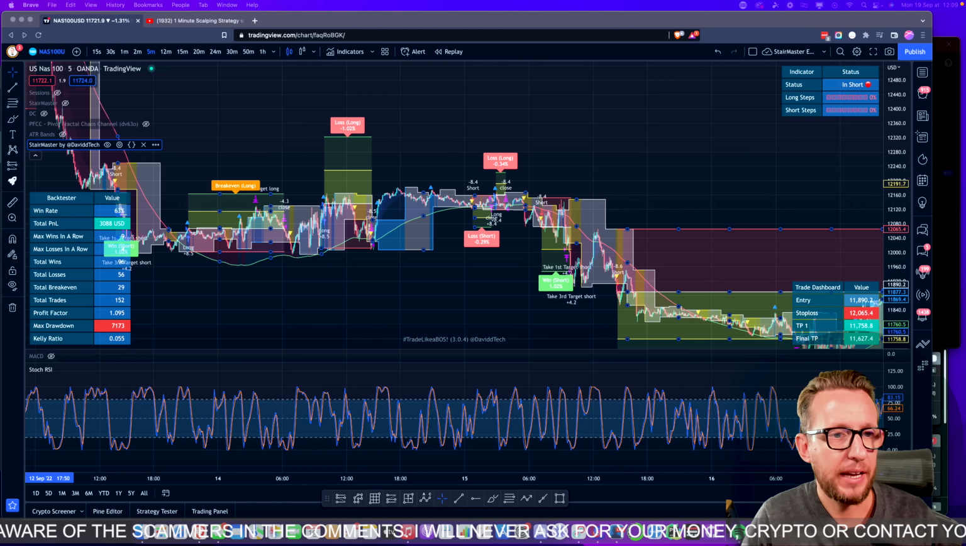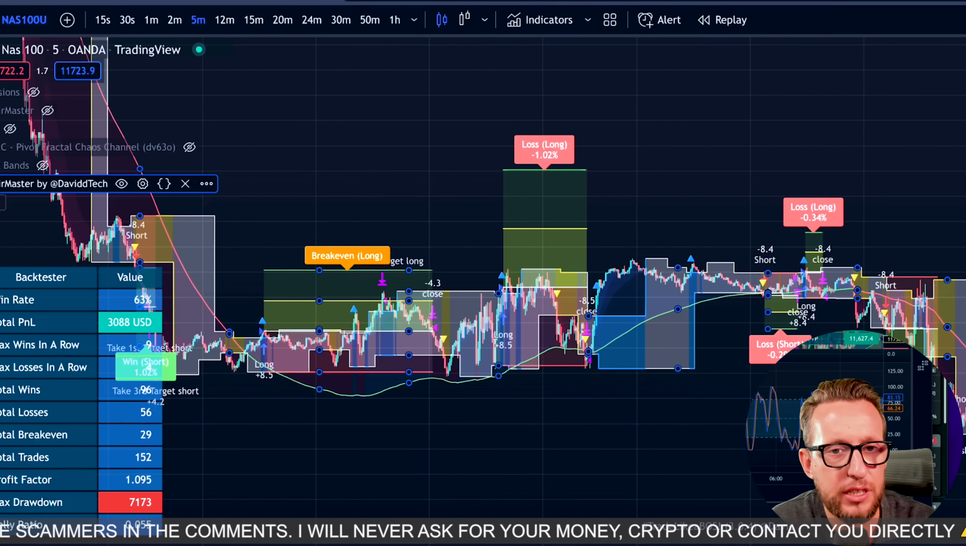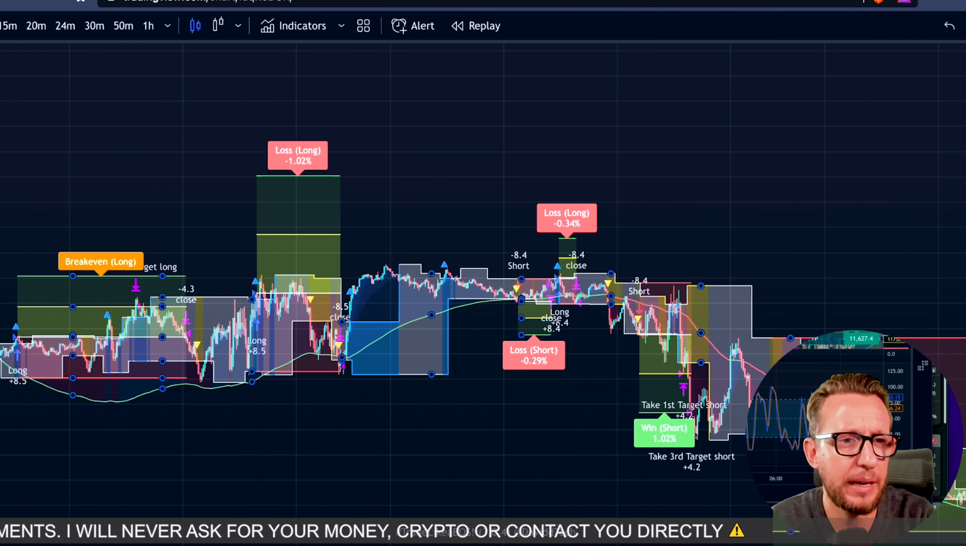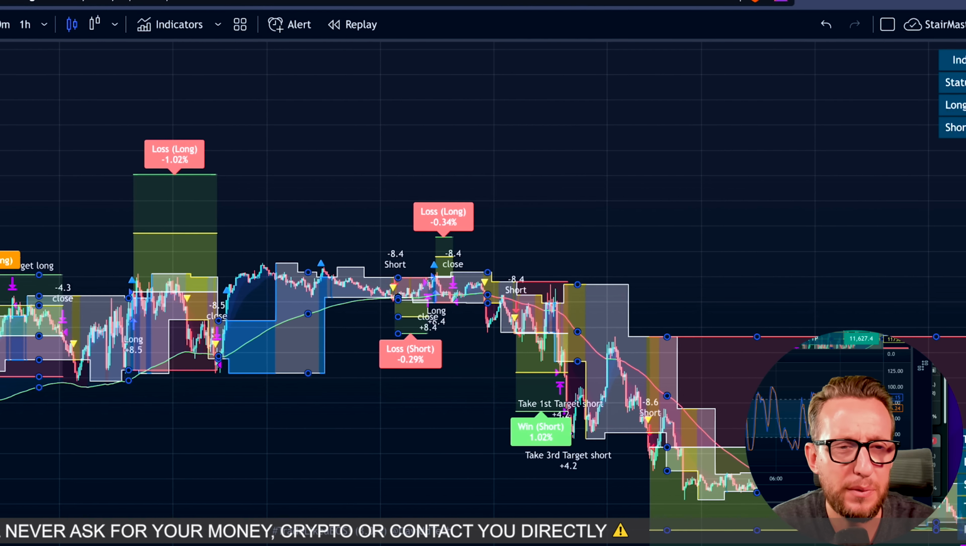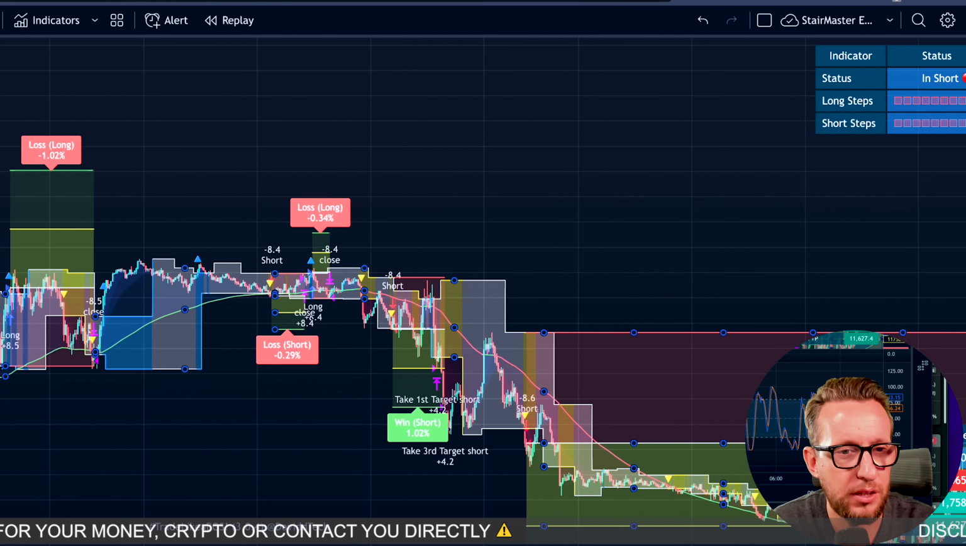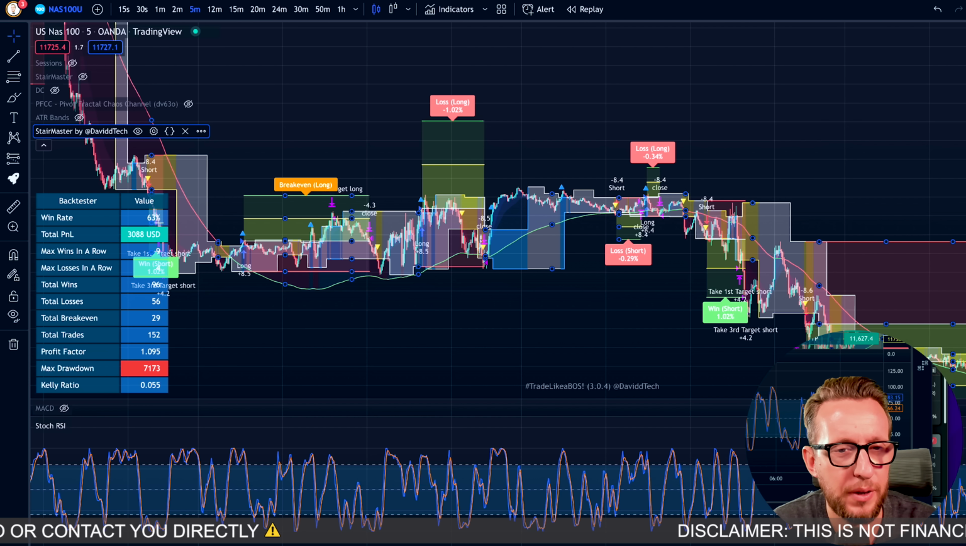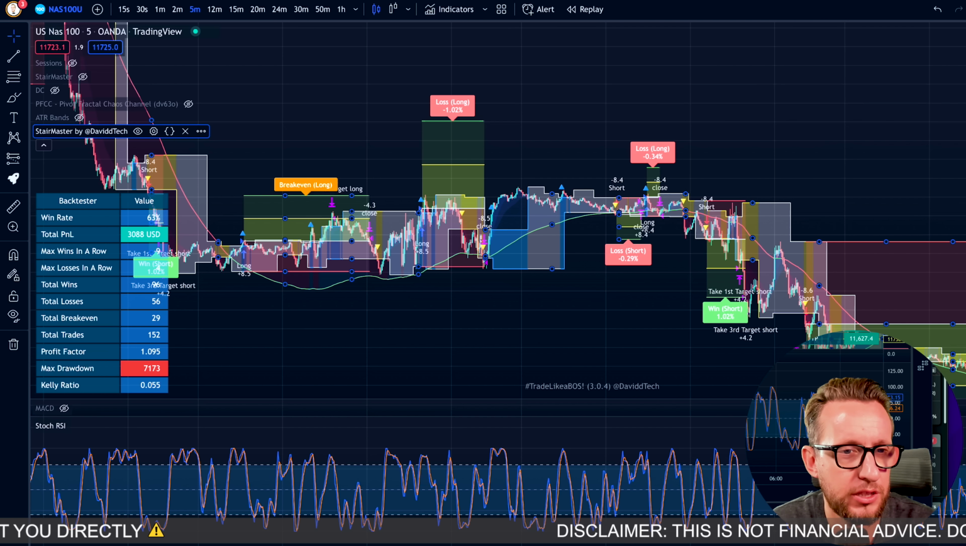Okay, here we are back on my screen. As you can see, I have actually created an indicator strategy using the Stair Master. So I've decoded everything and coded it into a strategy so that we can backtest it. And as you can see, potentially the results are not too bad on a multiple take profit situation.